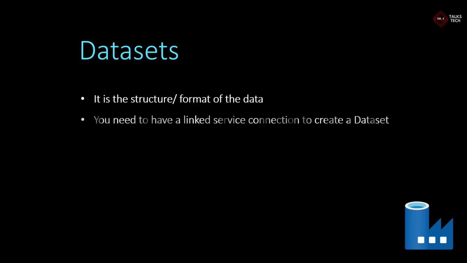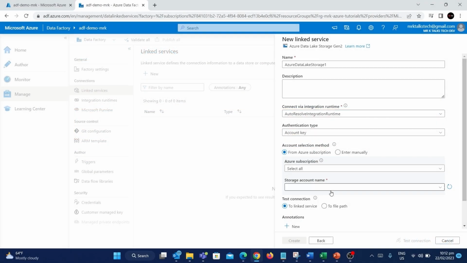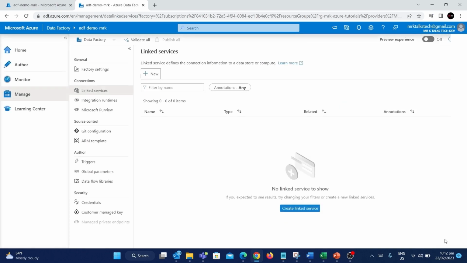The most important point in datasets is you need to have a link service connection to actually create a dataset. This is the important point over here. We have already seen that to create a link service connection, we need an integration runtime, right? Similarly, to create a dataset, we need a link service connection. Cool. Now let's see how we can create a new dataset in Azure Data Factory. If I hit cancel over here in the link service connection, to create a dataset, we need to go to the author tab.